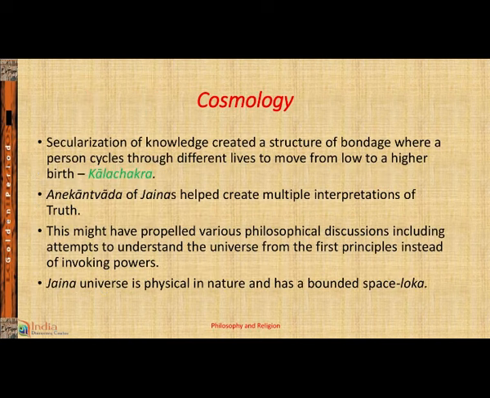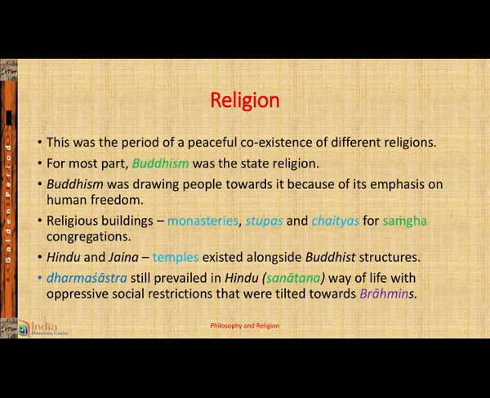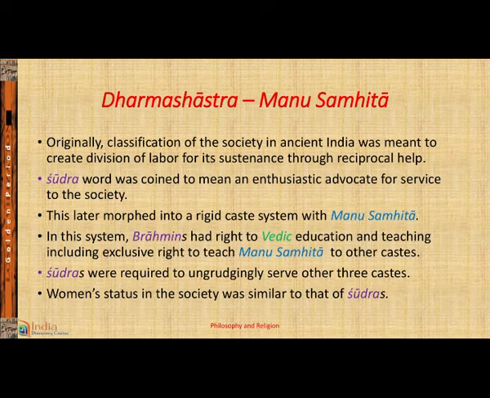So, I am running out of time. That is the cosmology during that time, Anekantavada and Kalachakra, and then there was religion. There was Theravada, and then there were Bodhisattvas during that time, and there were monasteries, stupas, chaityas, where the sangha used to congregate. Hindu and Jain temples existed alongside, as we observed in the previous presentations, and Dharmashastra still prevailed.